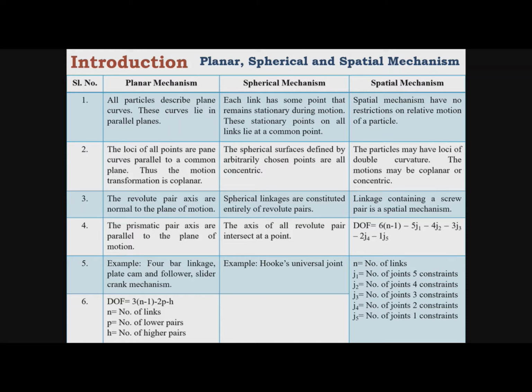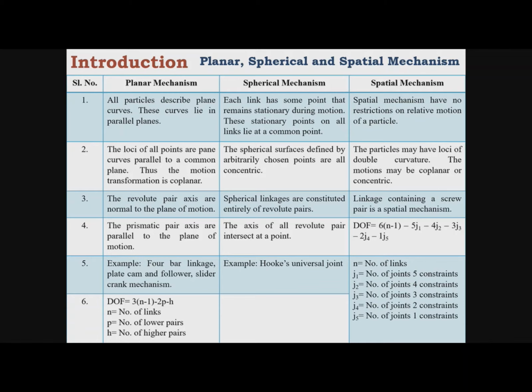Planar mechanism, the revolute pair axes are normal to the plane of motion. In spherical, linkages are constituted entirely of revolute pairs. And spatial mechanism, a linkage containing a screw pair is a spatial mechanism. Planar mechanism, if a prismatic pair is in a planar mechanism, then the axes are parallel to the plane of motion. In spherical mechanism, the axes of all revolute pairs intersect at a point.